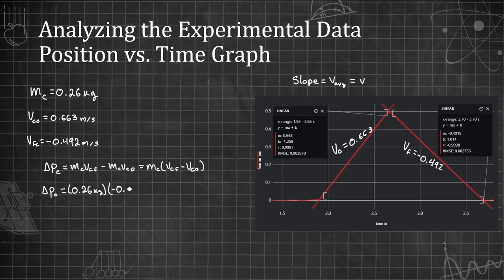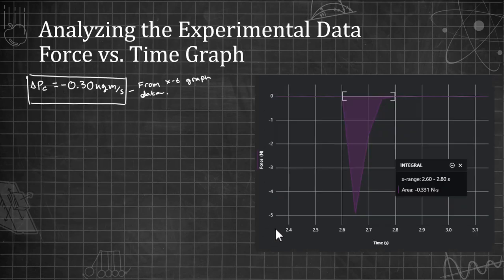And we can go ahead and plug in the numbers that we arranged in our variable bank and then see what we get for the change in momentum of the cart. And we get that the impulse on the cart, or the change in momentum of the cart, is approximately negative 0.30 kilograms meters per second. And now that we got that answer, we're going to just drag our answer from the position time graph over to the force time slide here.